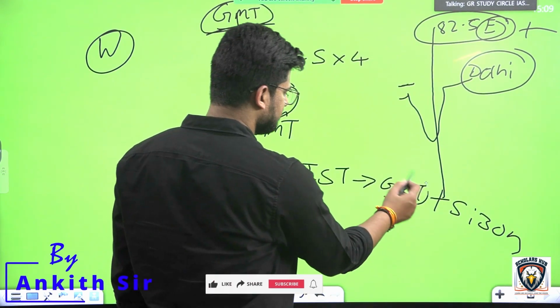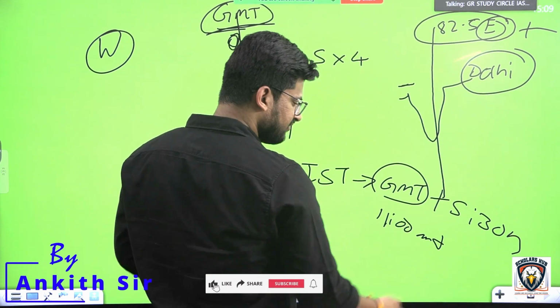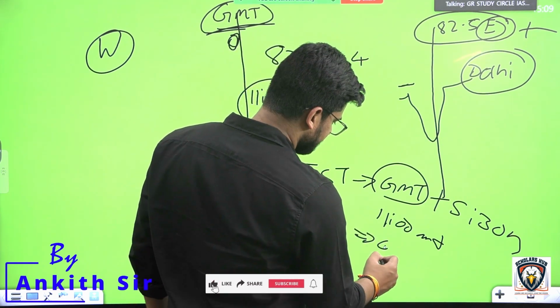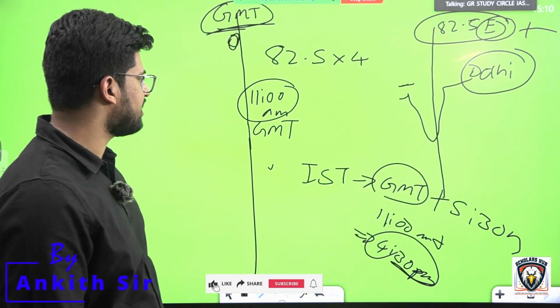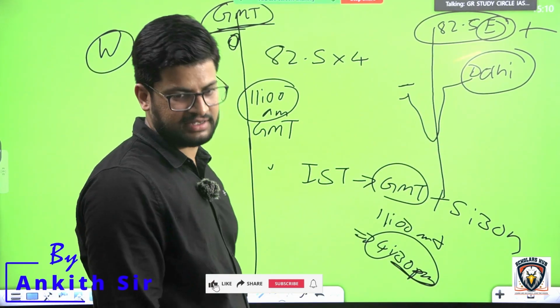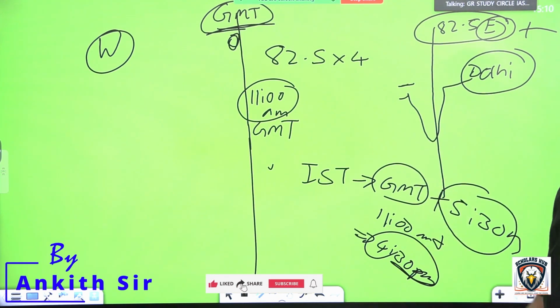So GMT లో ఎంత అవుతుందంట? 11 AM, Greenwich Mean Time, లండన్ లో 11 AM. 5.5 hours add చేస్తే time is 4:30 PM. So 4:30 PM is the time in Delhi. Okay, clear? So India is 5.5 hours ahead of GMT. So GMT is equal to IST minus 5.5 hours. IST is equal to GMT plus 5.5 hours.